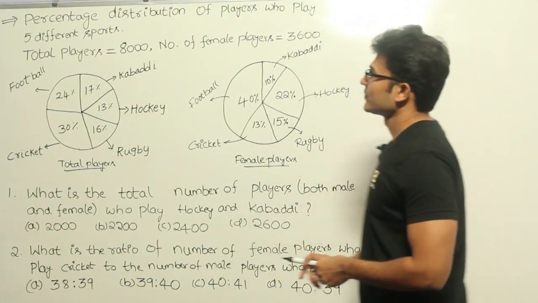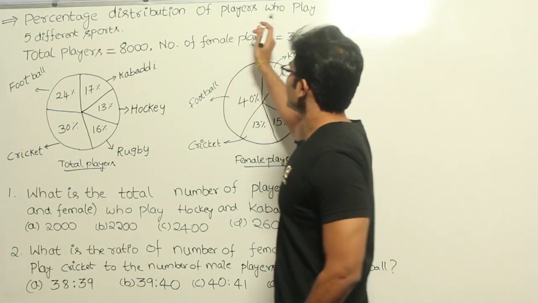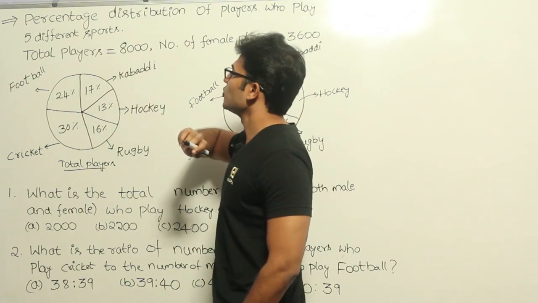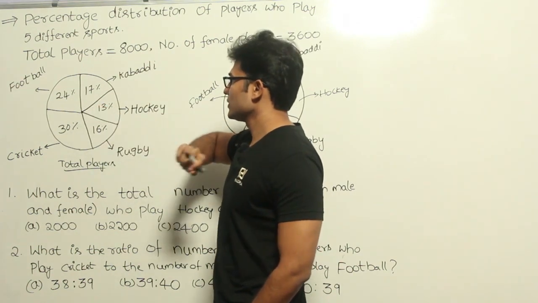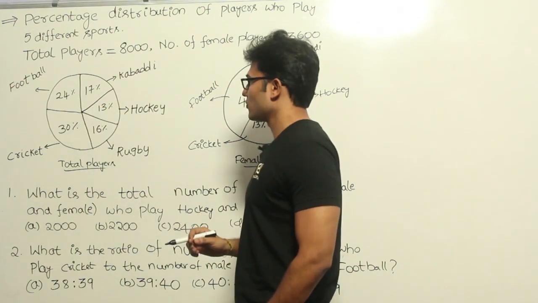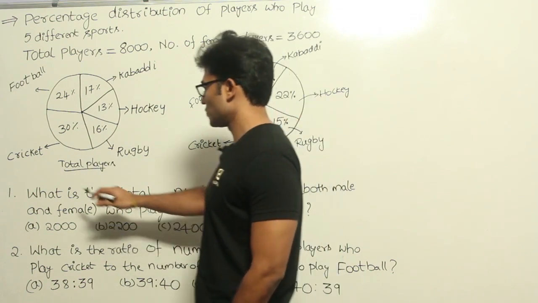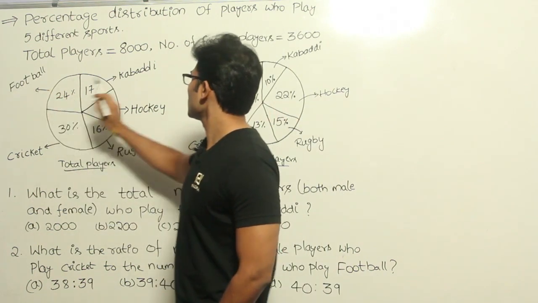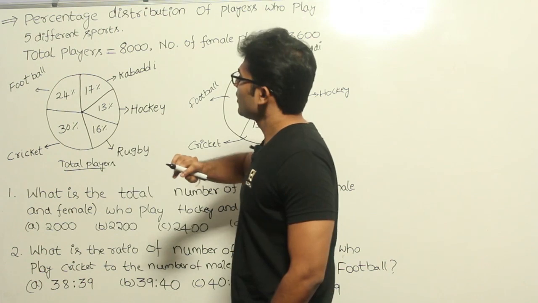Now let's see this question. Percentage distribution of players who play 5 different sports. Now they have given us the distribution of the players who are playing 5 different sports. The 5 different sports are cricket, football, kabaddi, hockey, rugby.